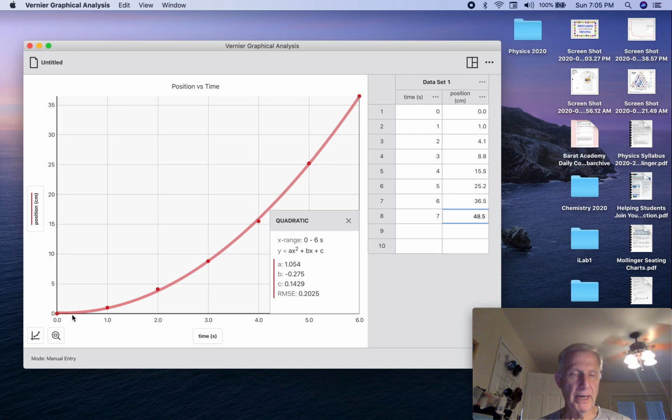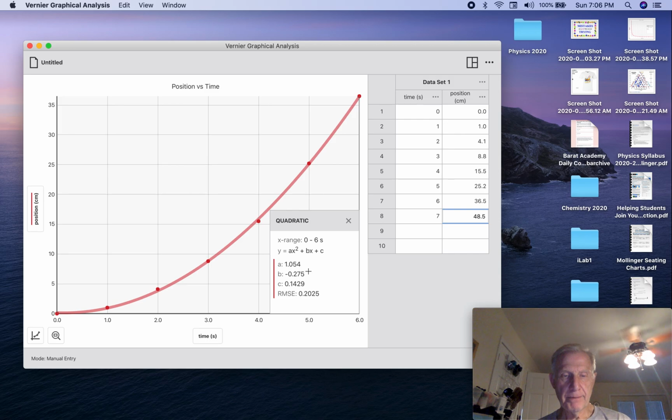So we have a graphical model, and there it is. I can now say at this time here, here's my position. At this time here, there's where I would expect to find it. We now have a mathematical model as well. Graphical Analysis did that work for us. It said y equals ax squared plus bx plus c. That's a very typical general standard model for a parabola. And it gives us what a, b, and c are.